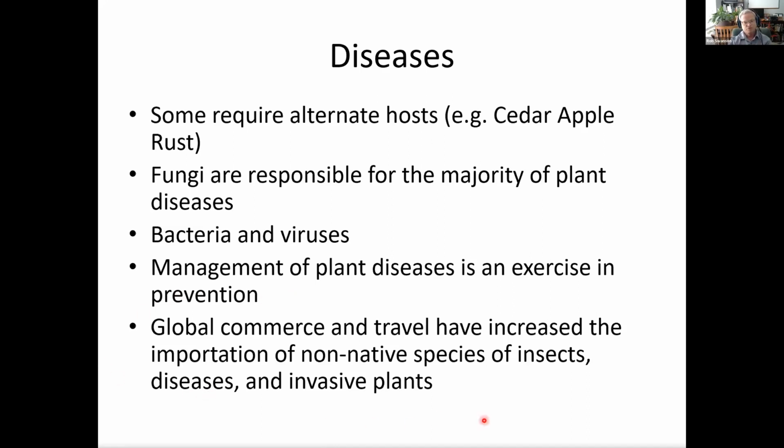Global commerce and travel have increased the importation of non-native species of insects, diseases, and invasive plants, such as our lantern flies, our Asian longhorn beetle, the emerald ash borer. There's just a host of these things that have been brought in. They have no natural predators, and so they just explode in the right environment, destroy a bunch of our trees.